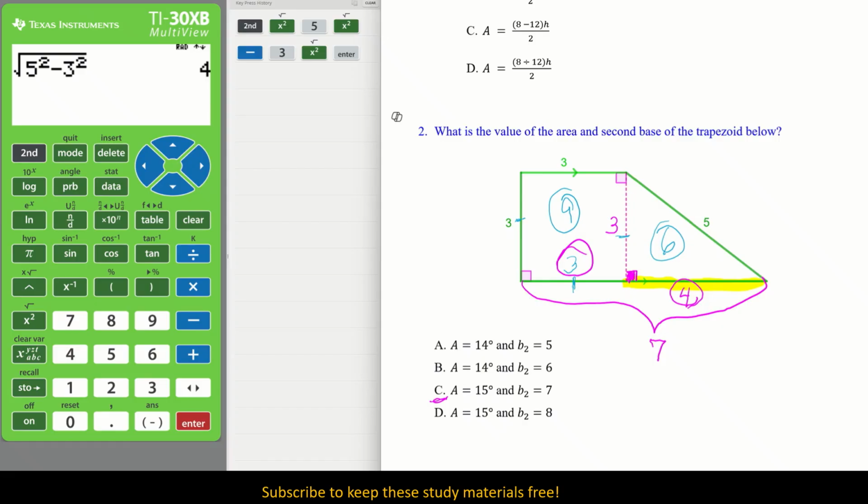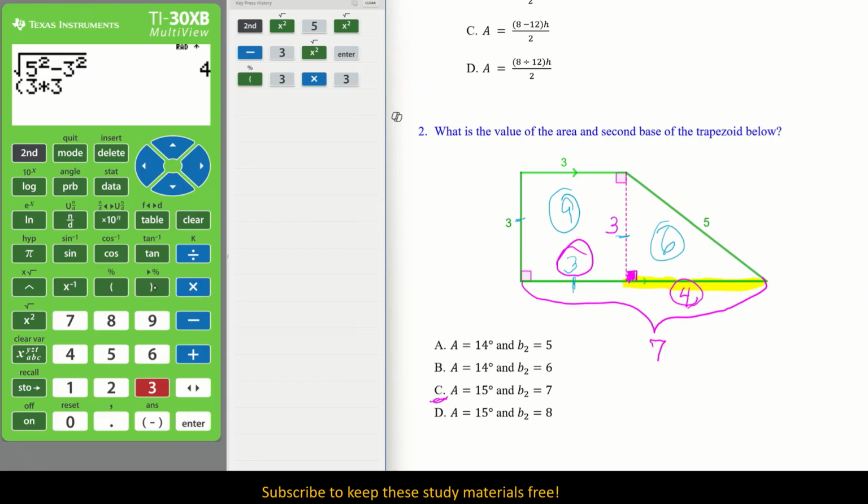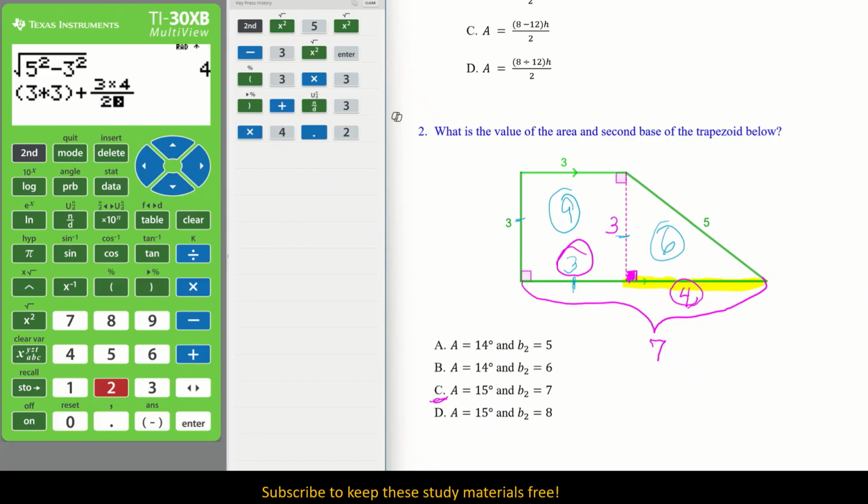So I'm going to do it in pieces like I did, and then as a trapezoid, and my values should match. In parentheses, 3 times 3. Close your parentheses. Add that to, in a fraction, 3 times the 4, now divided by 2. That's the area of the square plus the area of the triangle. Press enter. That is 15. You see 9 plus 6 is 15, so that verifies C.